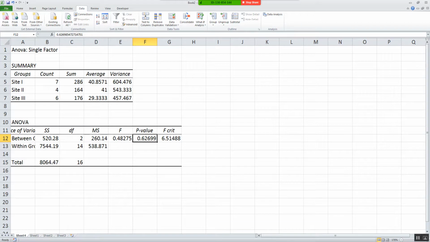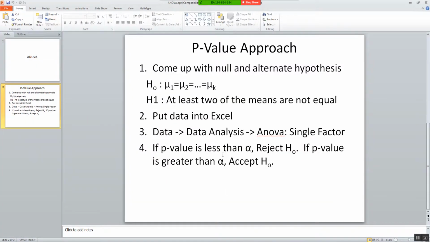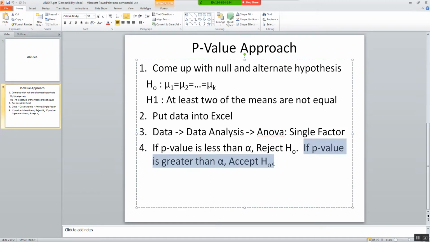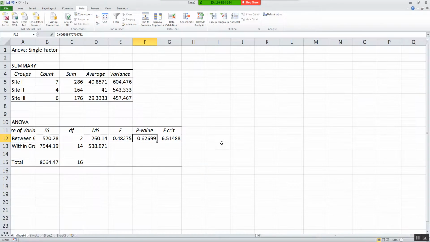Well, from my spreadsheet, if p-value is less than alpha, we reject H0. If p-value is greater than alpha, then that says we accept H0. And if we accept H0, that means we reject H1. But that's how you would do it on ANOVA. Now, the book goes through a lot of by hand calculations, and you're welcome to do that if you want. But you can see that technology makes it a lot simpler.